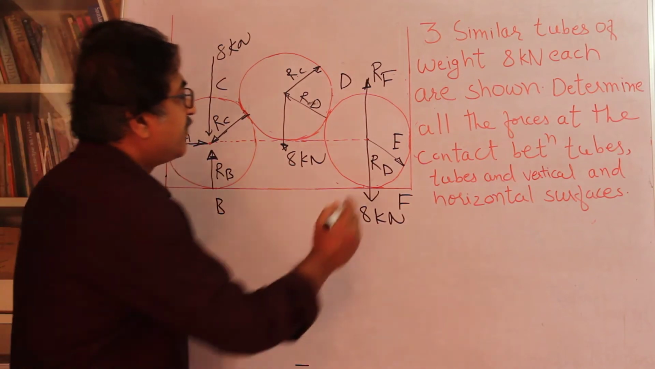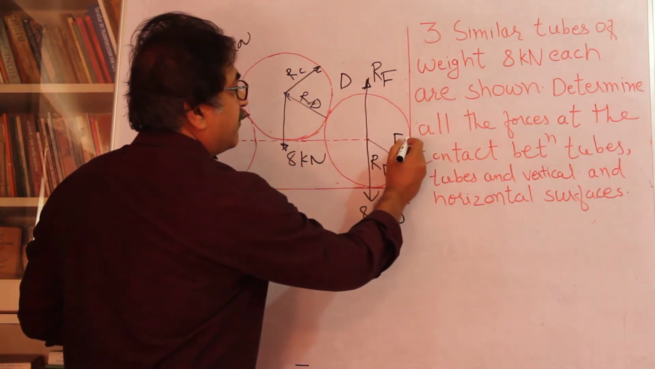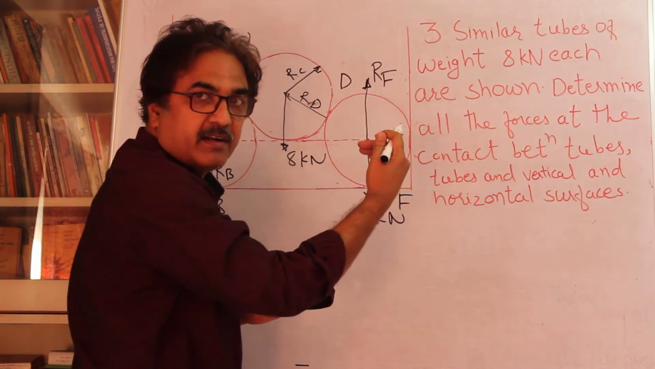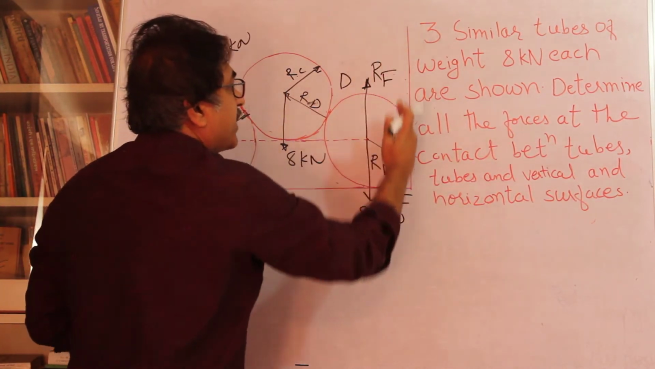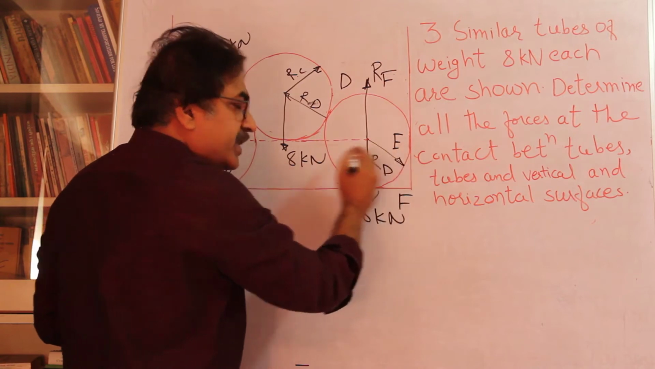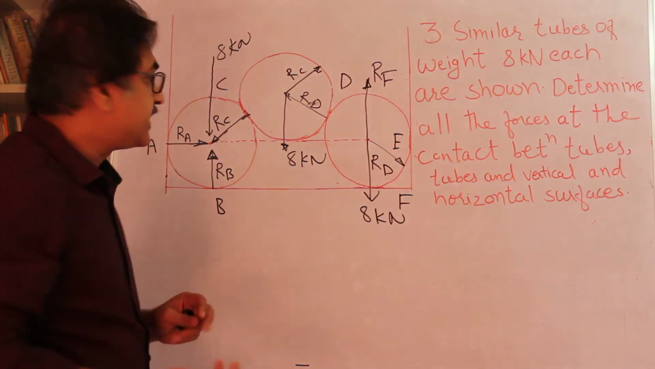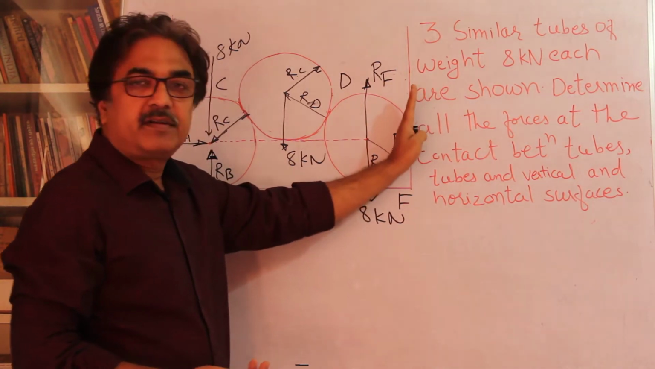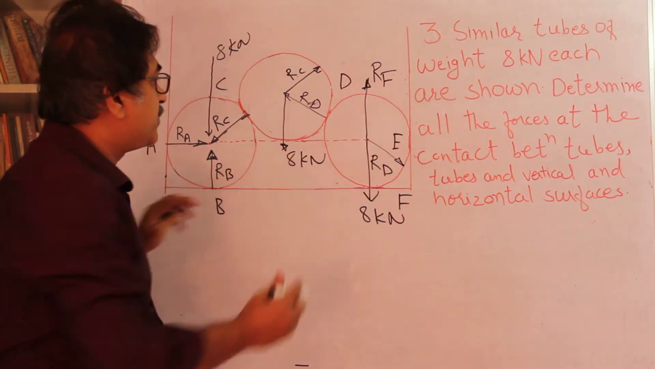And then of course there is a reaction from E. This surface will give a perpendicular force. The force will be perpendicular to this surface toward the center, and I have explained why toward the center, because these are tangents in a way, and a perpendicular drawn to a tangent will pass through the center of the circle.